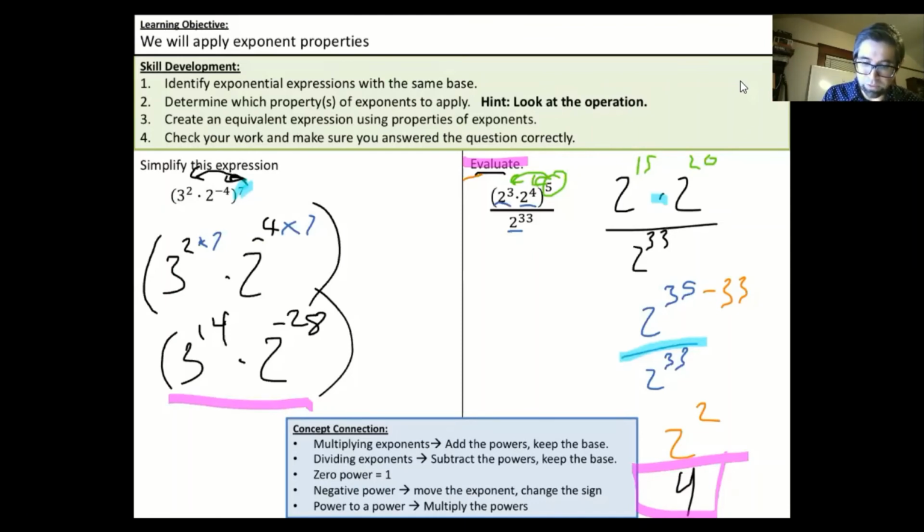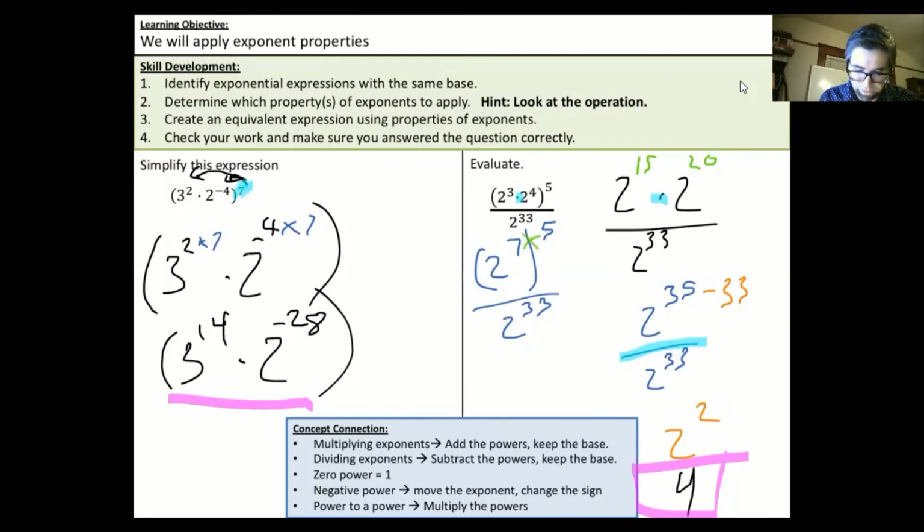Now, I did tell you that there was another way to do this, simplify this by simplifying what's inside of the parentheses first. So let's go ahead and see that as well. 2 to the third times 2 to the fourth. I see multiplication, so I know to add the powers together. So I'm going to end up with 2 to the 7th power, still being raised to the 5th, divided by 2 to the 33rd. Hopefully you can see what's about to happen, and then we're going to get to the same exact place as the other one.